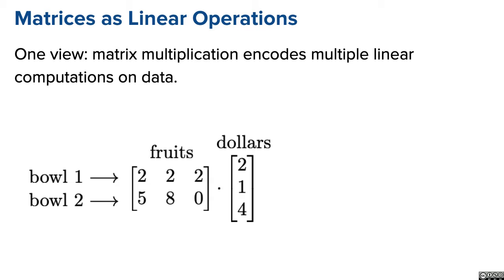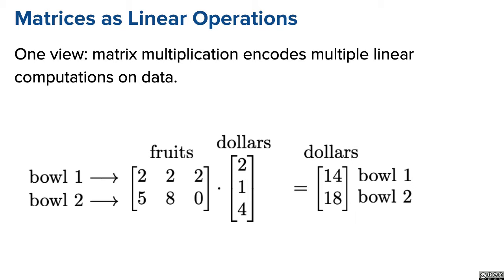And so the first matrix you can see is the number of fruit in each bowl. Okay? The second matrix, or second vector, is the dollars for each fruit. And so when you multiply those two matrices together, you do the unit conversion, right? You go from fruit per bowl to dollars per bowl. And the way you do that is through this matrix vector multiplication.